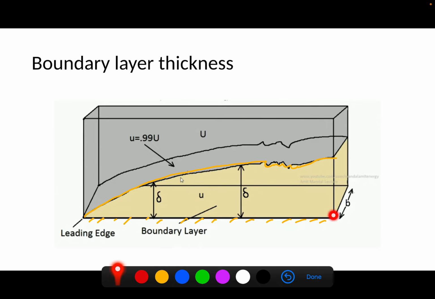This flat plate extends like this, and this is the leading edge. The boundary layer is formed, and we take it up to 0.99 of the free stream velocity. This is what is called the boundary layer thickness, delta.